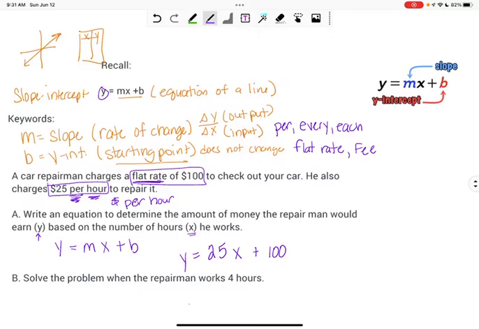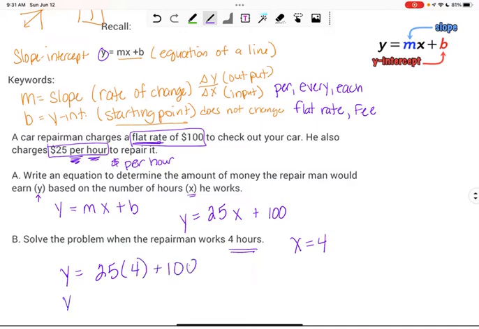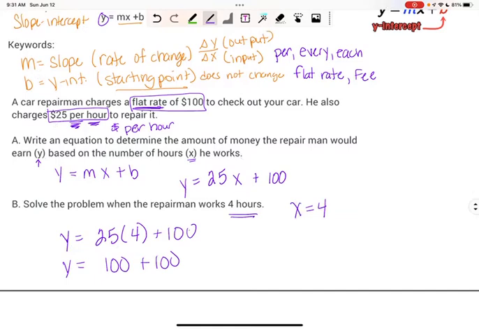Now, this is something that we've done before, but now we're going to take it a step further, and we're going to solve the problem when the repairman works for 4 hours. Okay? So, if I know the value of x equals 4, I can write x equals 4, and I can figure out my total, which is y, by plugging in that 4 for x. So my total, 25 times 4 gives me 100 plus 100. In this case, my y would equal $200. So if the repairman works for 4 hours, he will earn $200 total.